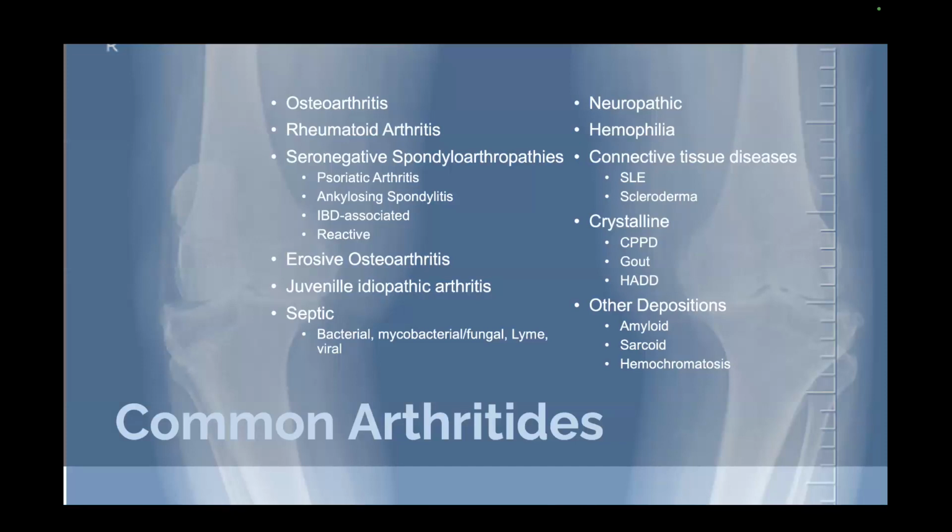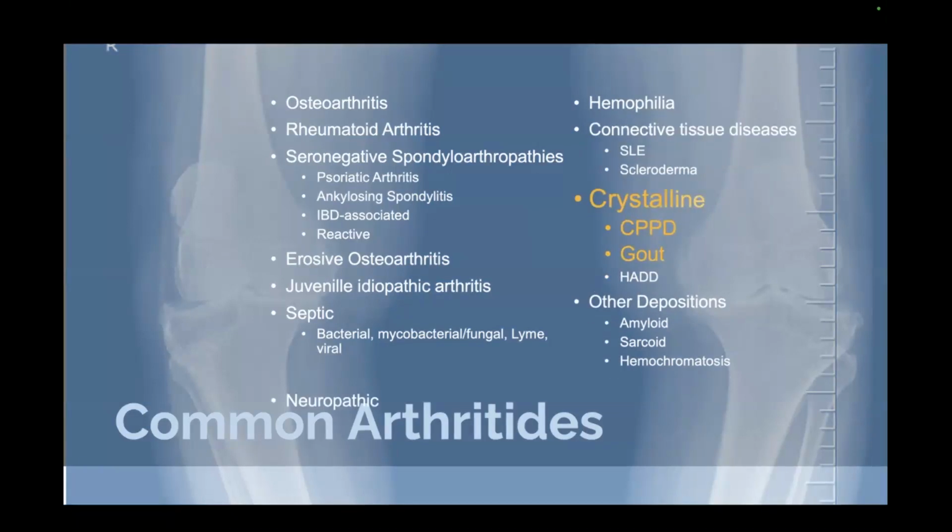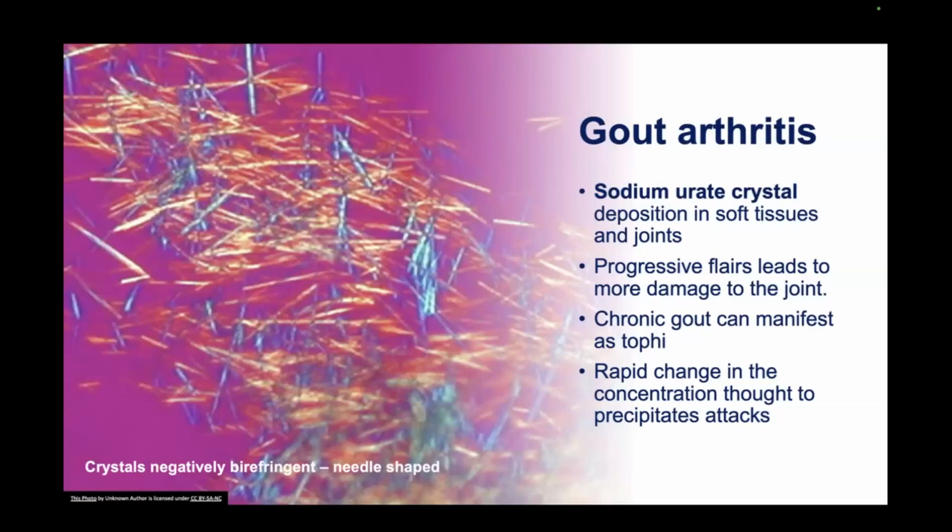So moving on to the next part of the talk, I'm going to focus on some of the crystalline arthropathies, because they can mimic active inflammation. Gout arthritis is from sodium urate crystal deposition in joints. Here is a photograph of the needle-shaped, negatively birefringent gout crystals, which you look for when you do a joint aspiration. Gout arthritis damages the joint because you get progressive flares, and over time it can manifest as tophi, which can be quite destructive to the joint.